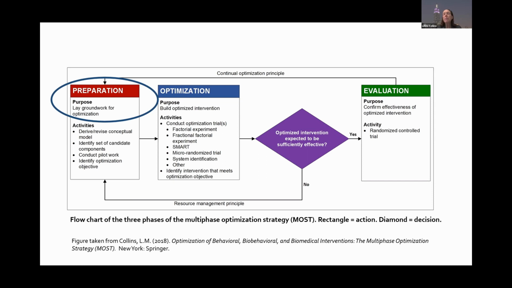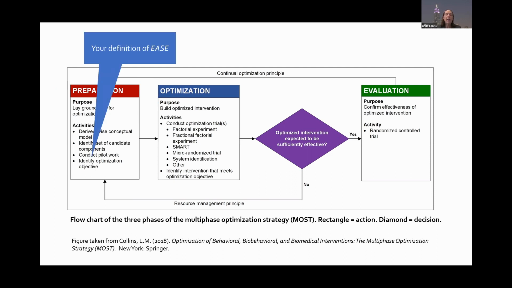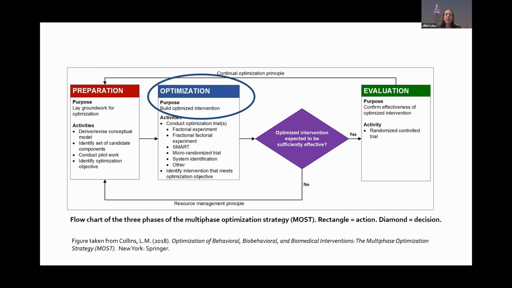So it might be the most cost-effective intervention, or it might be the set of components that gives you the best expected outcome, but costs less than $500 a person to implement. Or it might be the set of components that gives you the best expected outcome, but takes less than an hour to deliver. So those are just some examples. There's lots and lots of different possibilities there. So again, that's your definition of ease.